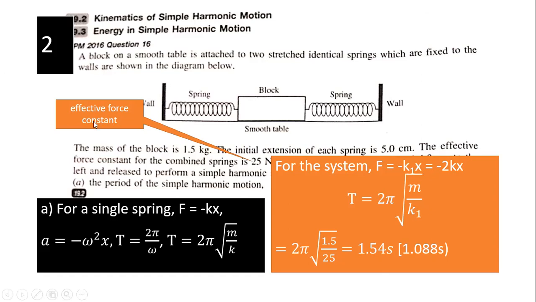Same equation as for a single spring, except that you must remember that K is the effective spring constant. It means you combine the two together. So the answer is 1.54. Yep.